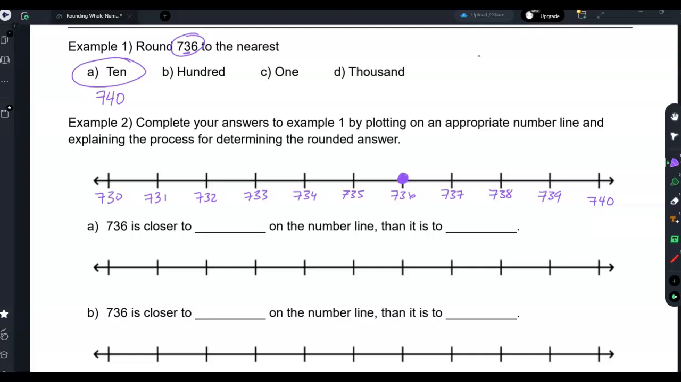So then how can you figure out, just using the number line, not using the standard rules for rounding, what you want to round this to? You just look and see which of these end ticks, or which of these tens, it is closer to.